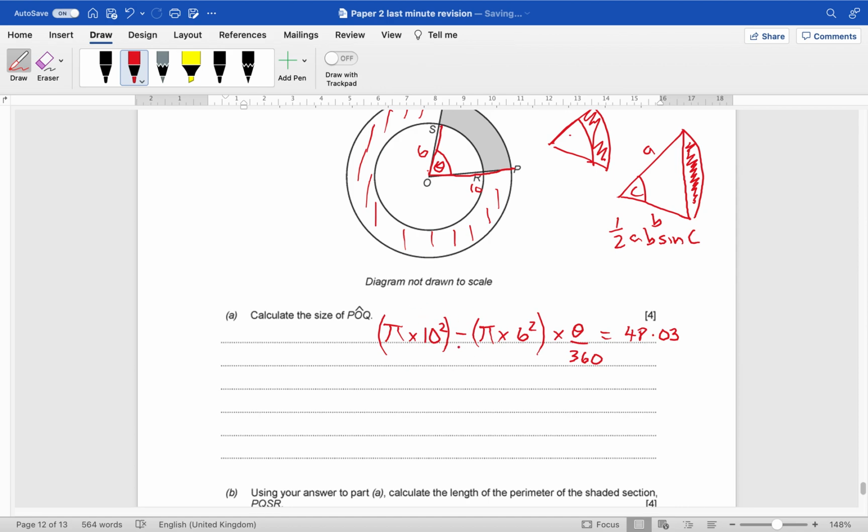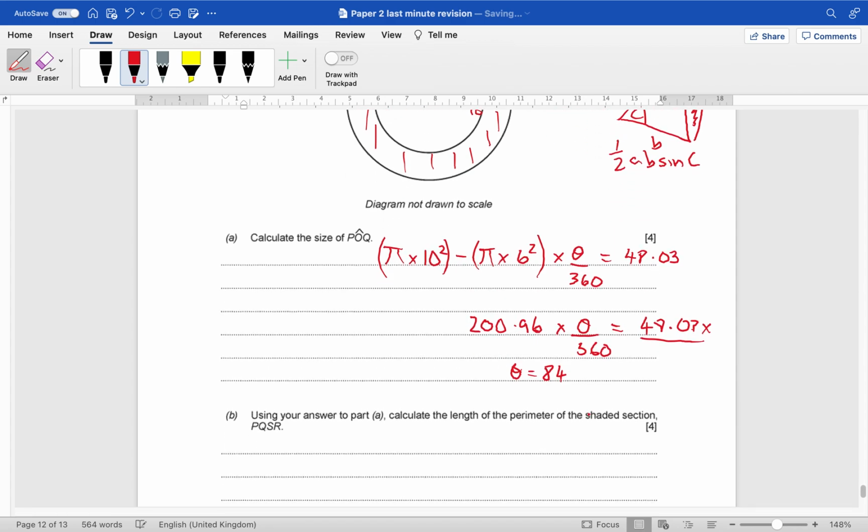Work that out. I'm sure, but please, again, just check. I'm sure I remember somebody telling me earlier it was this, times theta over 360, and then it doesn't matter what order you do this, equals 48.03. The opposite of times by 200.96 would be to divide that by that, and the opposite of dividing by 360 would be to times by 360, and you'd get the answer theta equals 84.